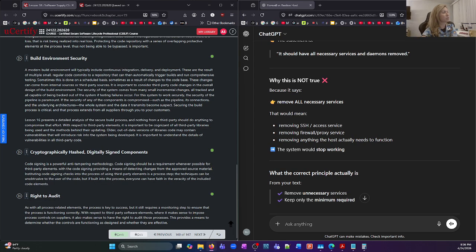For this system to work securely, the security of the pipeline is paramount.